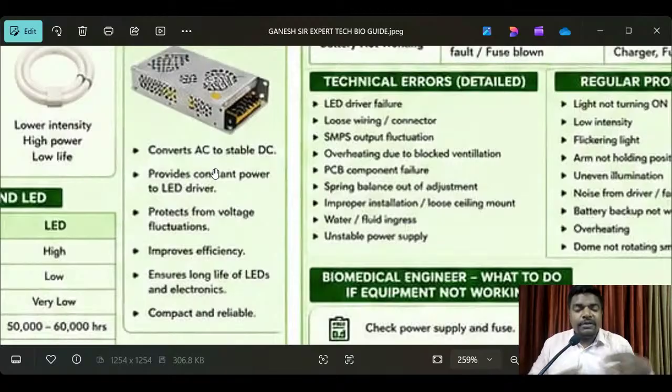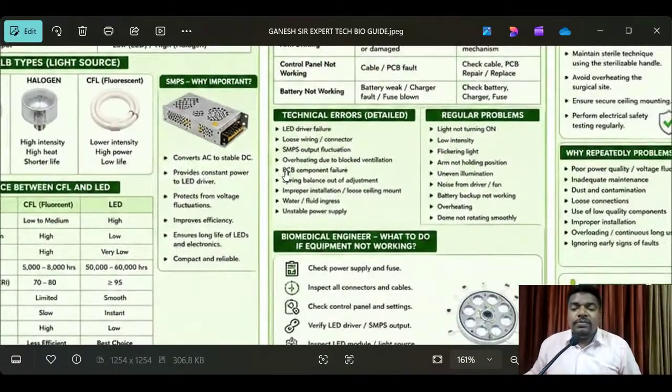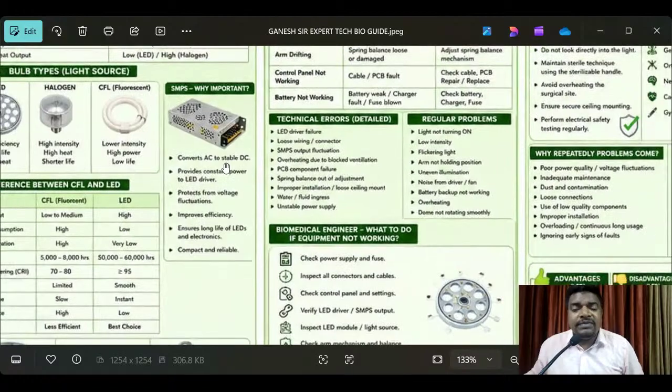Many operations can also be implemented, and the hospital management also gets revenue. So many things are there. That's why a biomedical engineering job is excellent. You have to perform your duty, and for that purpose, I'm giving you all this information.